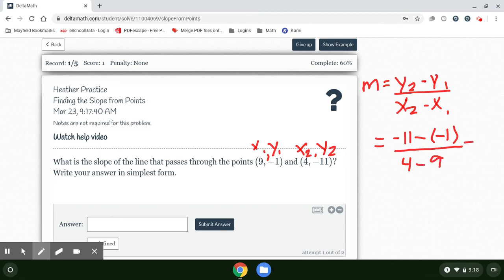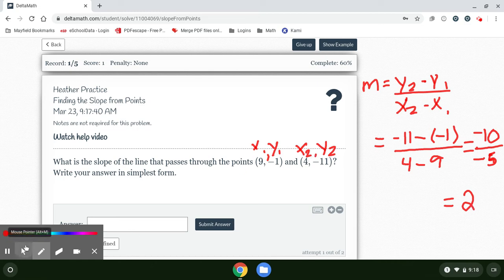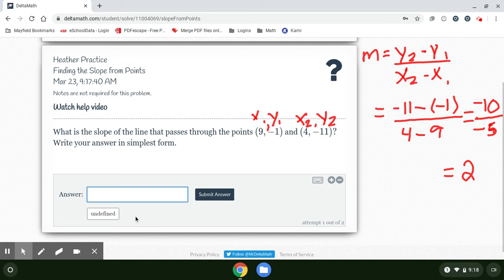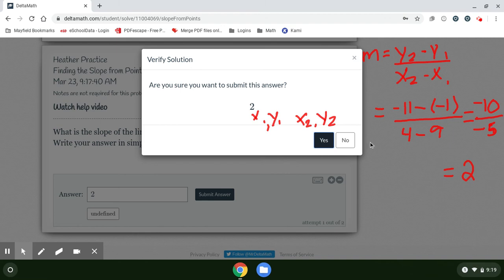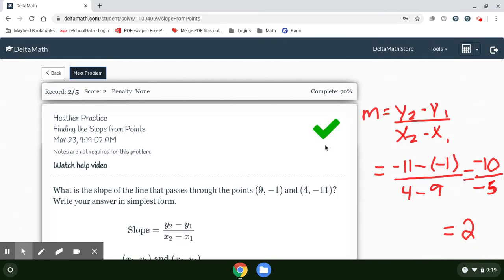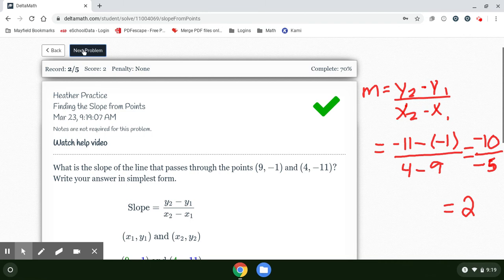Now I can use the calculator, or I can even use my phone calculator or my head. -11 plus 1 is -10. 4 minus 9 is -5. And same thing, -10 divided by -5 is 2. So I can go click in my answer spot and type in the number 2. Keyword there. Is that correct? Yes. And I got that one correct. So I'll move on to the next problem.